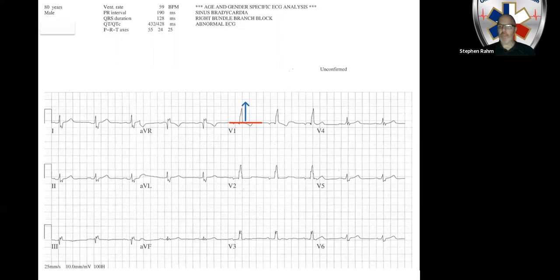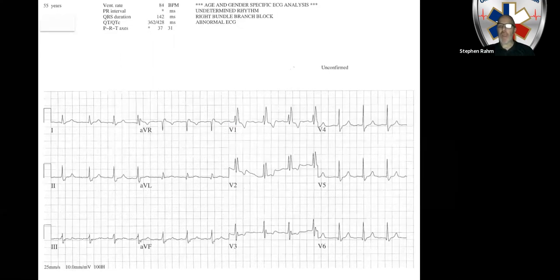With any bundle branch block, you have an abnormal depolarization, right? And if you have abnormal depolarization, then you're going to have abnormal repolarization. So with a right bundle branch block, it's expected, it's normal to see some right precordial ST segment depression. By right precordial, I mean leads V1, V2, and V3.